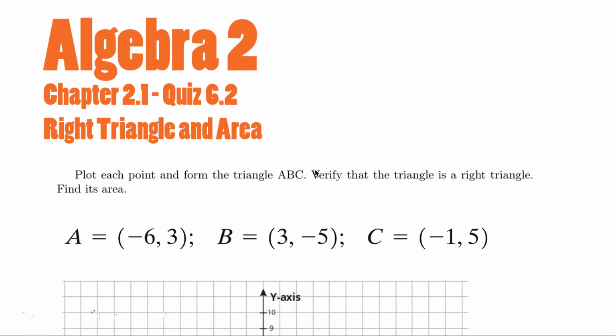So for the next section of quiz 6.2, the instructions are as follows. It says plot each point and form the triangle ABC. Verify that the triangle is a right triangle. Find its area. So here you have to do three different things. First, you have to plot and form the triangle. Then you have to verify that it's a right triangle, and then you have to find its area.